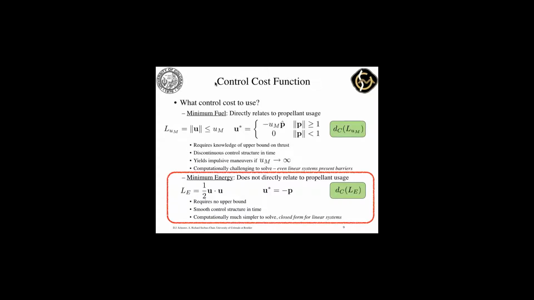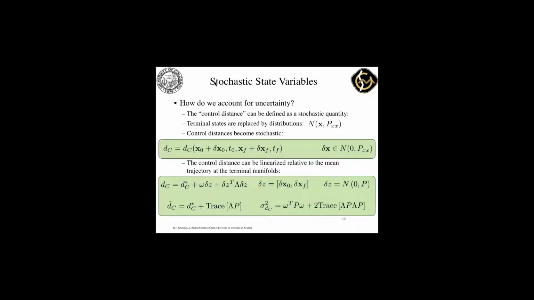Even linear systems present some real barriers. So what we prefer for the control distance is actually this minimum energy because it requires no upper bound, has a smooth control structure in time, and computationally it's much simpler to solve. And in fact, for a linear system, there's a simple closed form solution for this. You can also generalize it to stochastic values as well. I'm not going to go through this, but this walks you through what the mean and what the sigma is of the control distance in terms of Gaussian distributions.